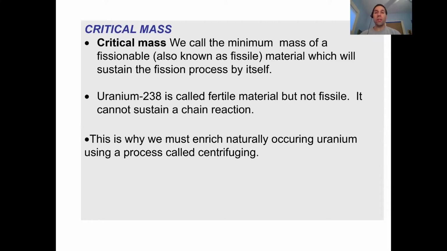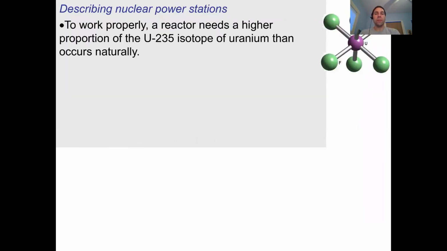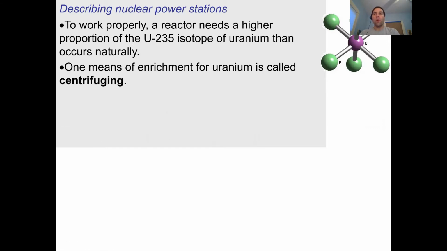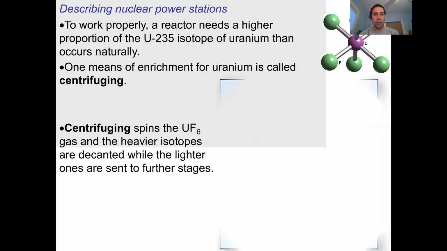One of the ways that we can enrich the naturally occurring uranium that's in the soil is by a process called centrifuging, which I'm going to explain here. So like I said, a reactor needs a higher proportion of uranium-235 isotopes than what occurs naturally. And so one of the means that we've devised about how to enrich it is this thing called centrifuging. It's a really neat process, and let me just explain it here.